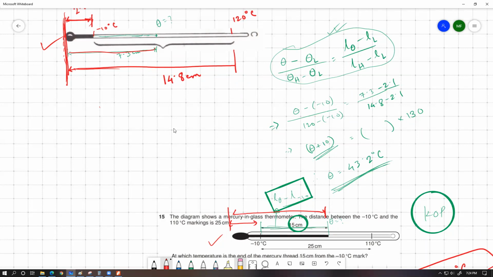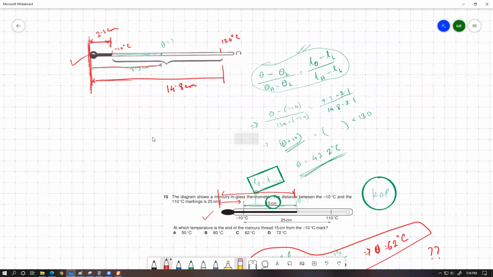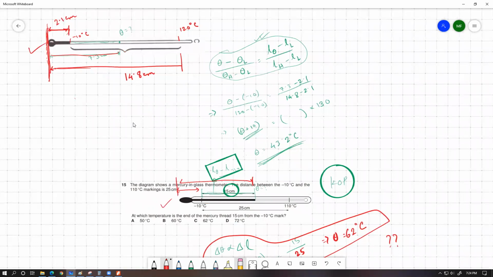Questions, kids. I'm going to zoom out a bit so that you can see these two figures side by side and be able to understand the difference. Any questions so far?